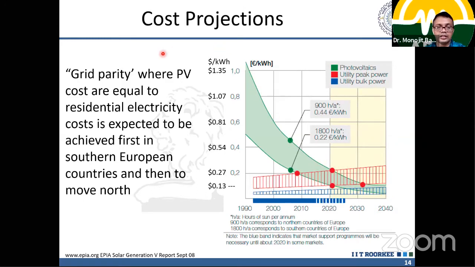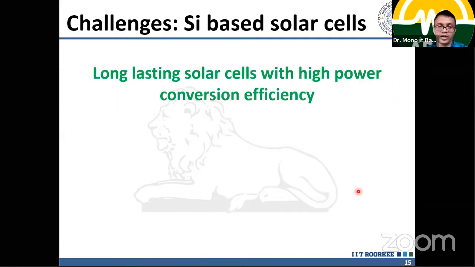So you can see that is what is called grid parity. If the solar energy is comparable to the grid energy, definitely people will be using the solar energy quite efficiently. And production cost will also go down as the demand increases. So that is what solar energy is.